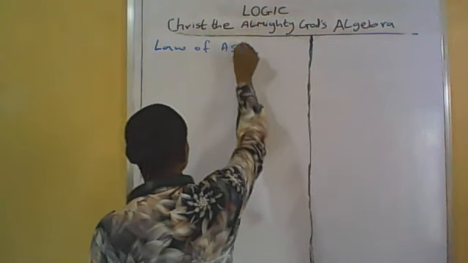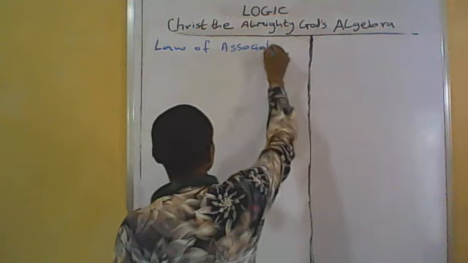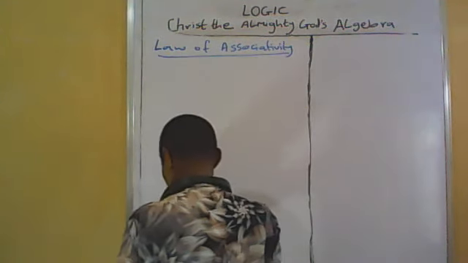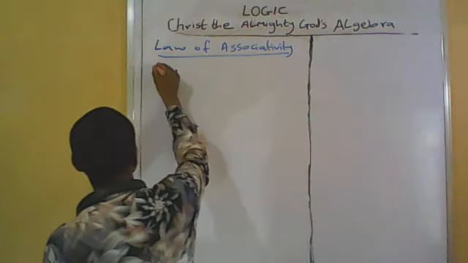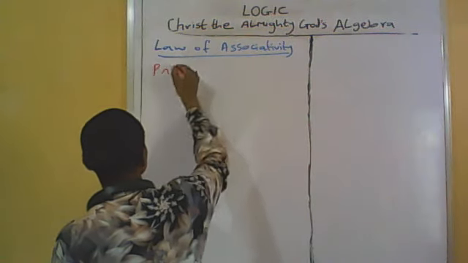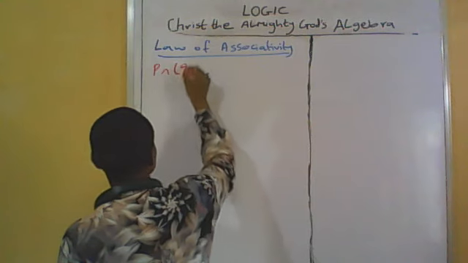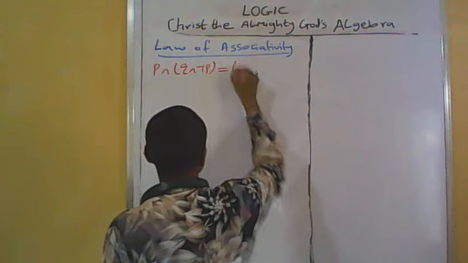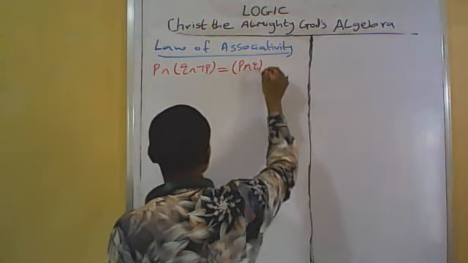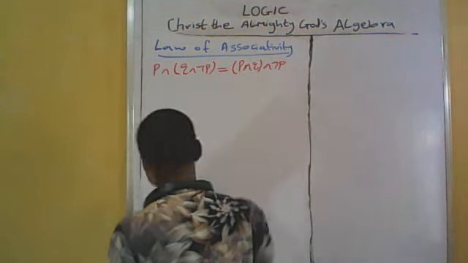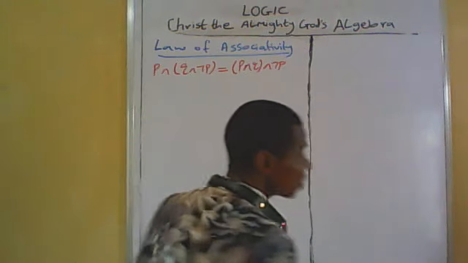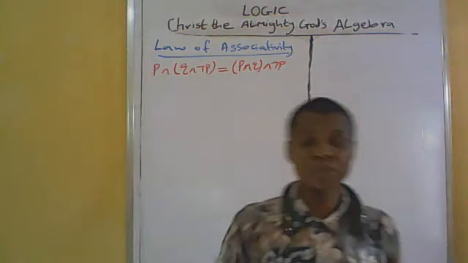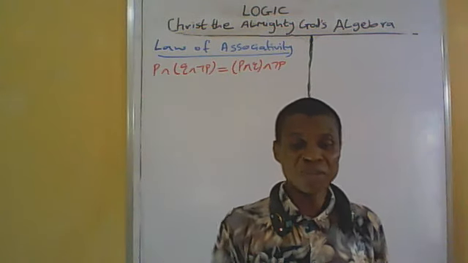Law of Associativity: P and (Q and not P) is equal to (P and Q) and not P. This is a typical example of Law of Associativity by Conjunctive Statement.